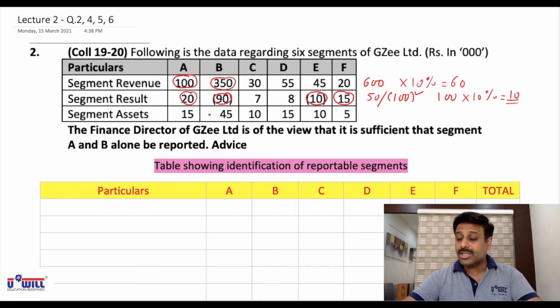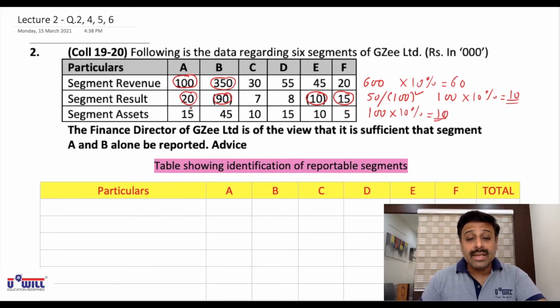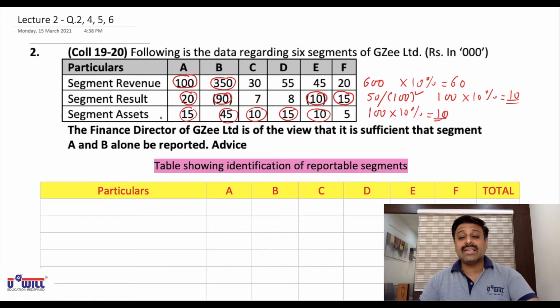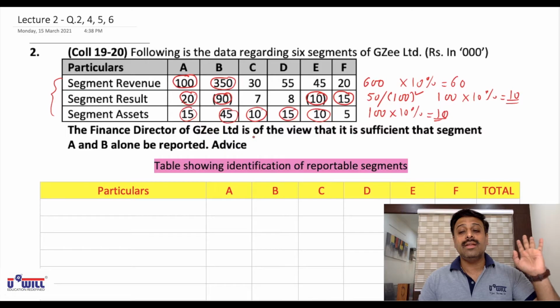Now the assets condition. Do the total of assets. 15 plus 45 plus 10 plus 15 plus 10 plus 5. So 100. Total is 100. Again, what is 100's 10%? 10. So which segments have at least 10 of assets? A, B, equal to 10 will also be included, C, D, E. So as per the assets condition, A, B, C, D, E are to be reported. Now if you combine all the 3 conditions, you can see every segment has at least one tick. So all segments become reportable segments.